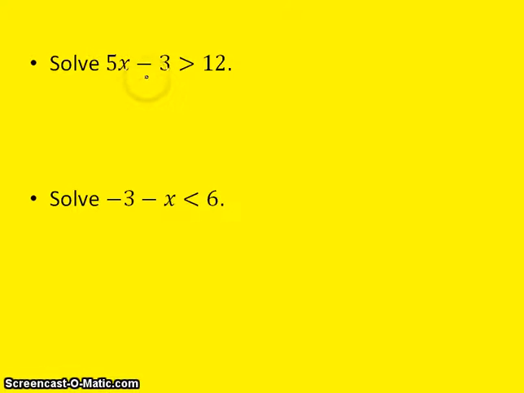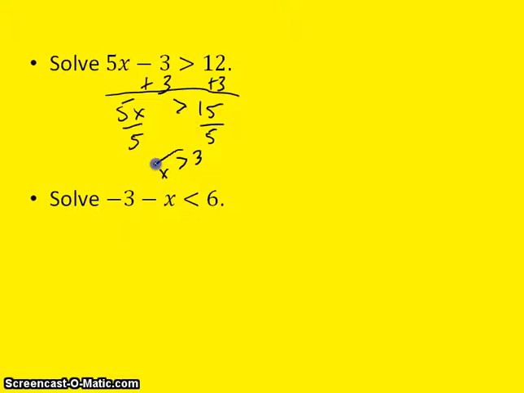sign. So the first thing we're going to do here is add 3 to both sides to get rid of the minus 3. So we're left with 5x, and then negative 3 plus 3 is 0, is greater than 15. Divide both sides by 5. That means x is greater than 3. We're not going to today during this note outline, but we could easily graph these on a number line also.